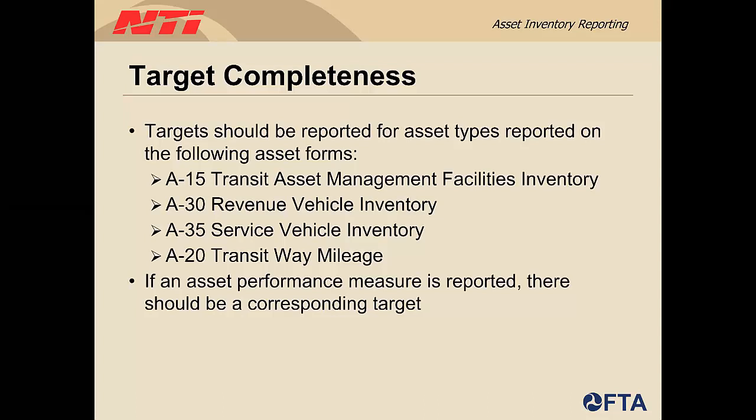And the last item is going to be track. If you're reporting any revenue track with capital responsibility, you should have an infrastructure target at the bottom of the A90 for your applicable rail modes.